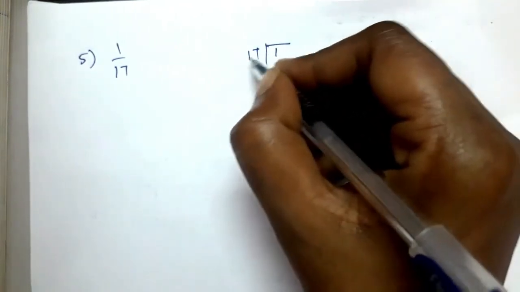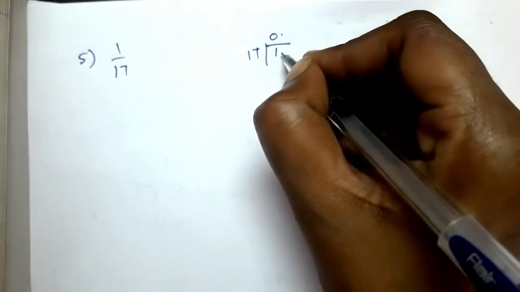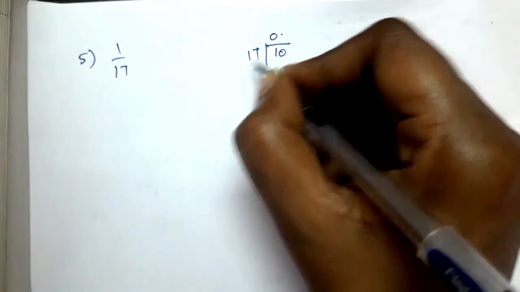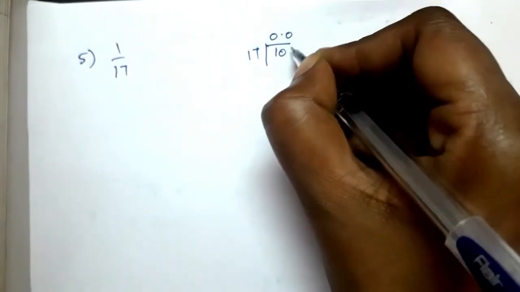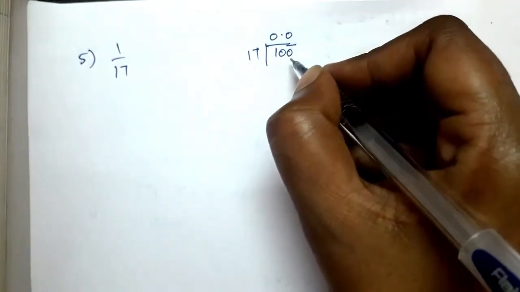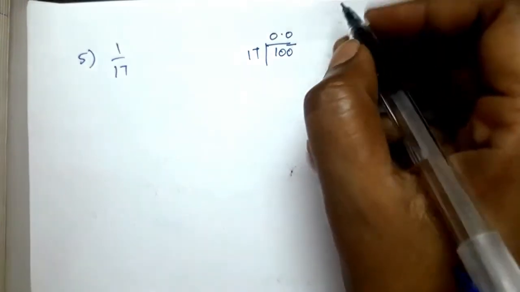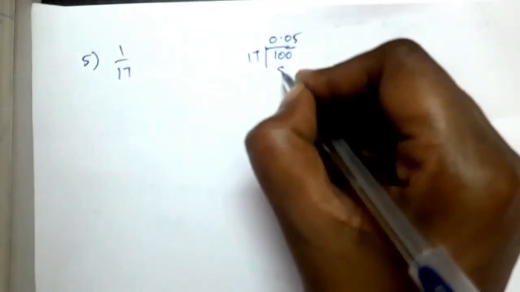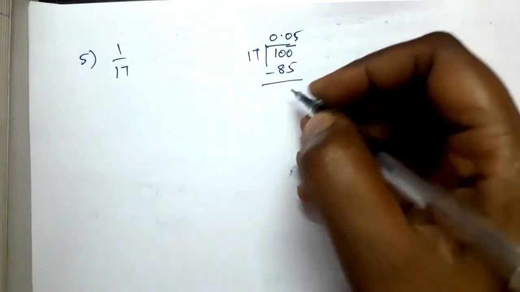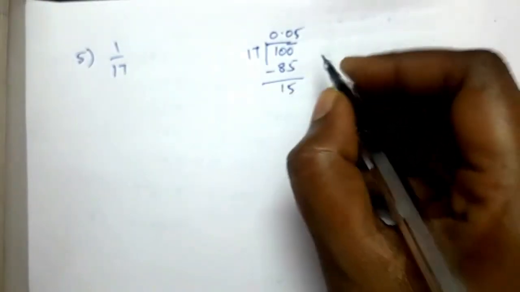Here 17 does not go into 1 itself. So put a point here and add 0. Now 10 also is not possible, so add one more 0. Now in 100, 17 goes 5 times. So 5 17s are 85. Do the subtraction here, we should get remaining 15.